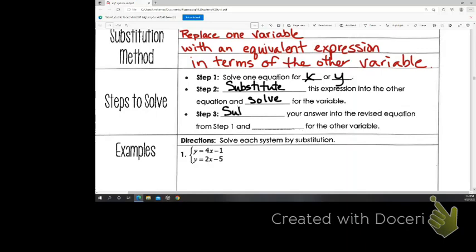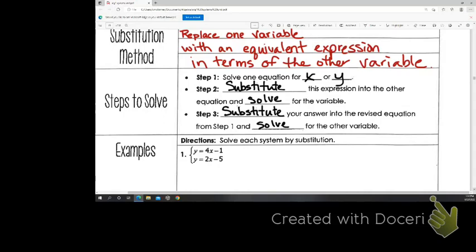Then, after we've done that, we're going to substitute your answer into the revised equation from step 1 and solve for the other variable. And it doesn't honestly have to be the revised equation. You could put it into whichever equation you want. So if the x or y is already by itself, personally, that's the only time I use substitution. If something is by itself, it's set up nicely to do substitution.